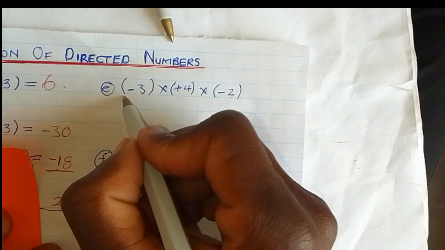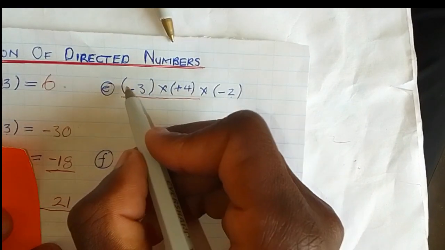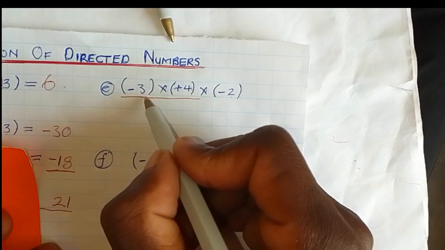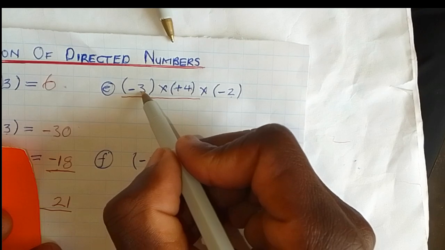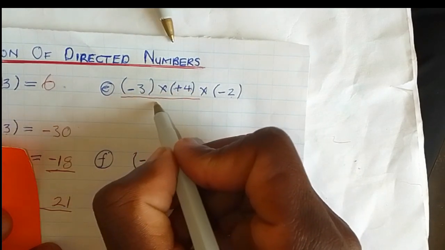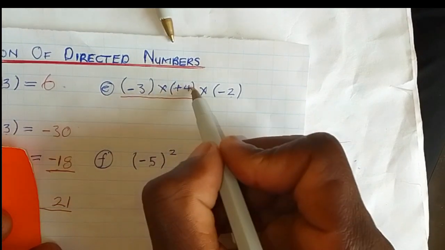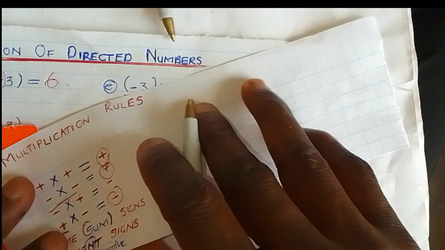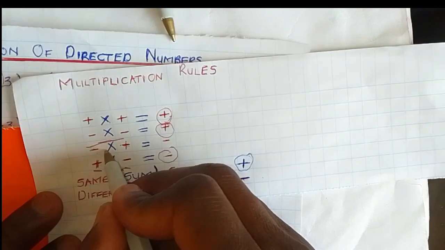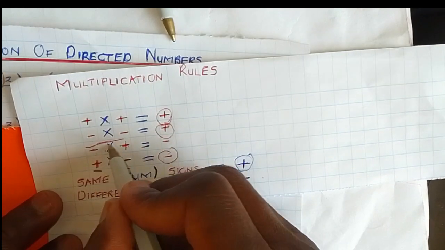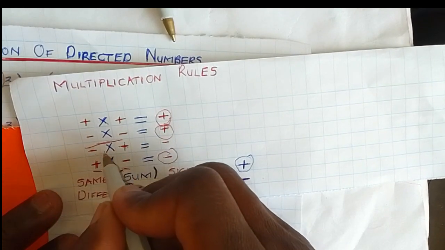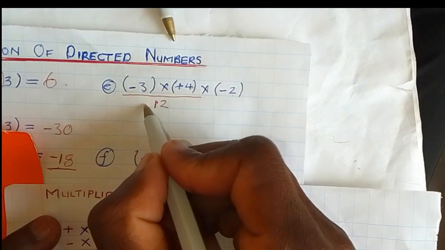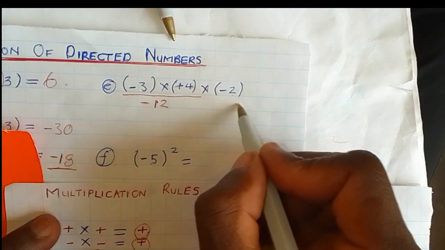So let's first deal with this part here. Negative 3 multiplied by positive 4. Let's first multiply the numerals. 3 by 4, we get 12. Then the sign, we have a negative multiplied by a positive. These are different. Remember, different, negative. So we are going to get a negative result here. So we now have negative 12. Then don't forget this part.